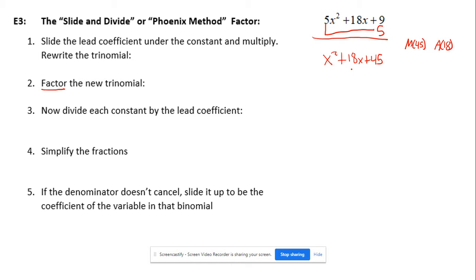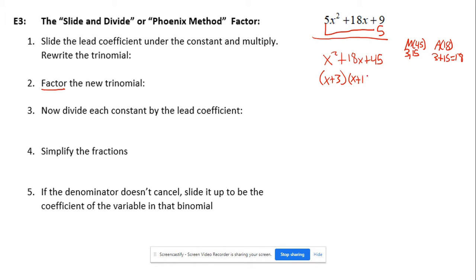If you're not sure numbers that multiply to 45, start with your calculator. 45 divided by 1. Okay, 45 and 1, but that adds to be 46. 45 divided by 2 is a decimal, so I get rid of it. 45 divided by 3 was 15. So 3 times 15 is 45, and 3 plus 15 is 18. So that's my magic pair. So I write down x plus 3, x plus 15.